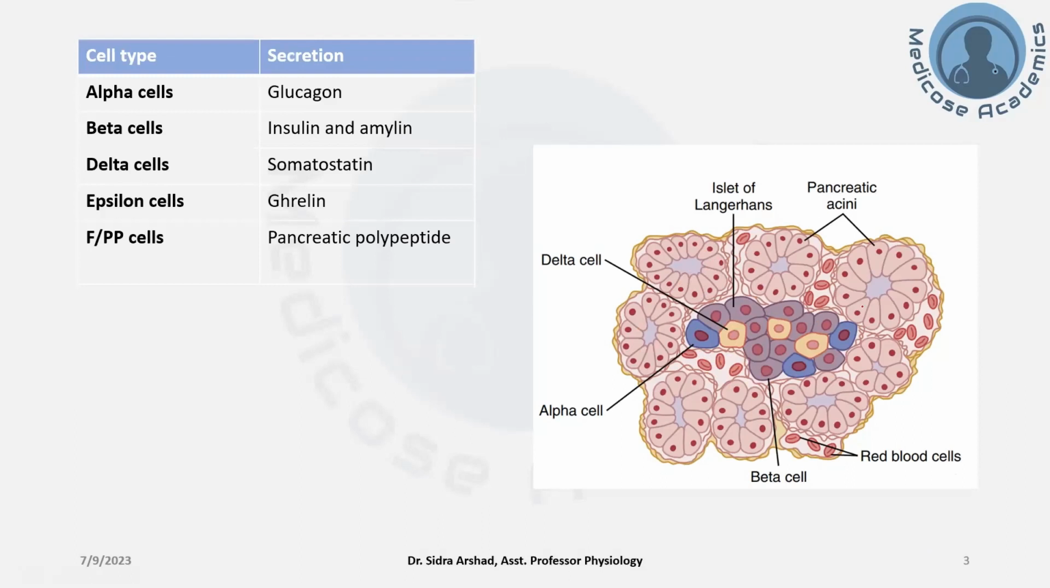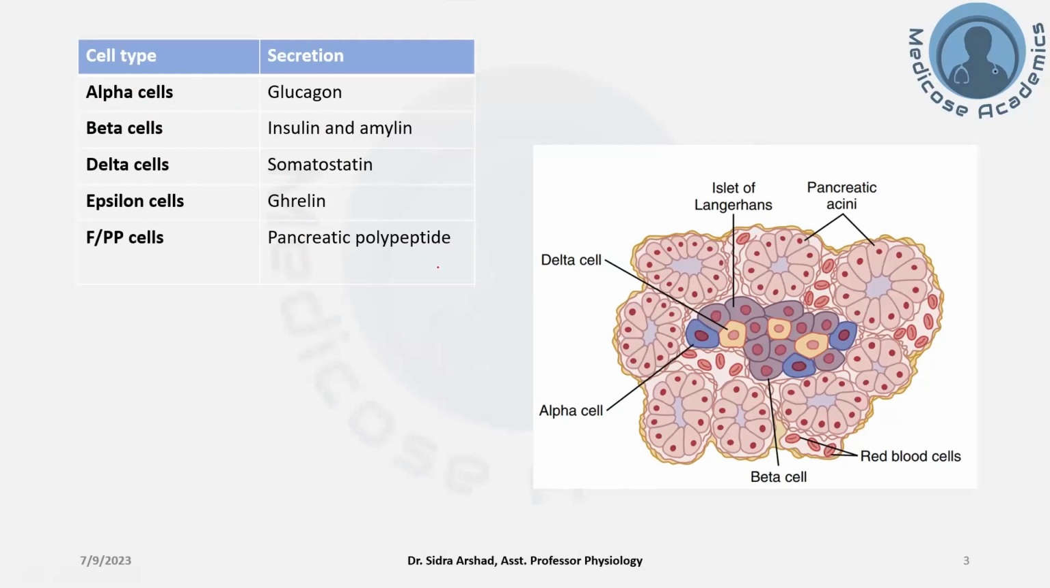So these cells are found in the endocrine pancreas. They are called alpha cells, beta cells, delta cells, epsilon cells, and F cells or PP cells. They have their characteristic secretions. Alpha cells secrete glucagon. Alpha cells are also sometimes known as A cells. Beta cells secrete insulin and a protein known as amylin. Delta cells secrete somatostatin. Beta cells and delta cells are also respectively called B cells and D cells. Epsilon cells secrete another hormone known as ghrelin. F cells or PP cells secrete pancreatic polypeptide.